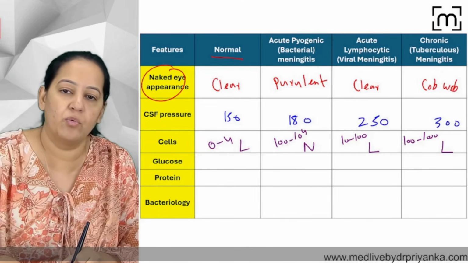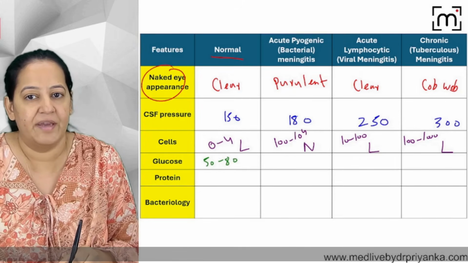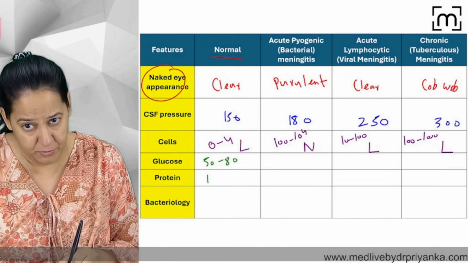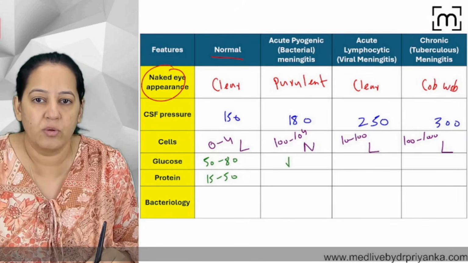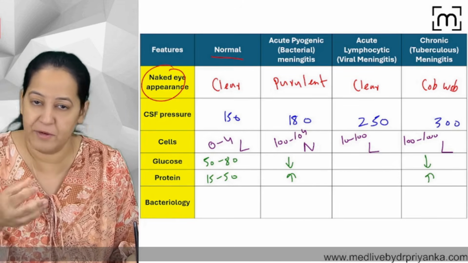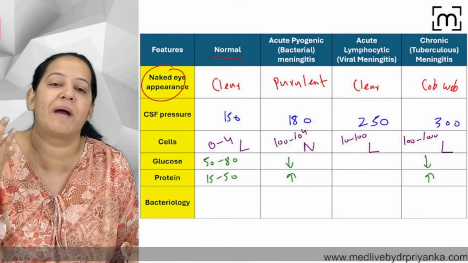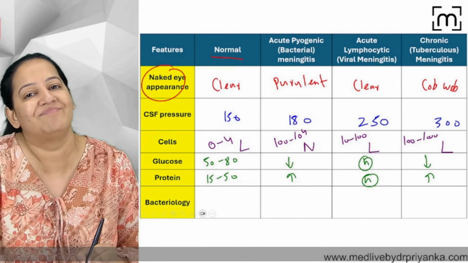What about glucose? You know the normal range of glucose. Normal range of glucose is 50 to 80 milligram per deciliter. And protein is 15 to 50 milligram per deciliter. Here glucose less, protein more. Here also glucose less, protein more. You know the reason. Because bacteria are consuming glucose and the cell wall of the bacteria is contributing to the protein. But in the viral one, both are normal.